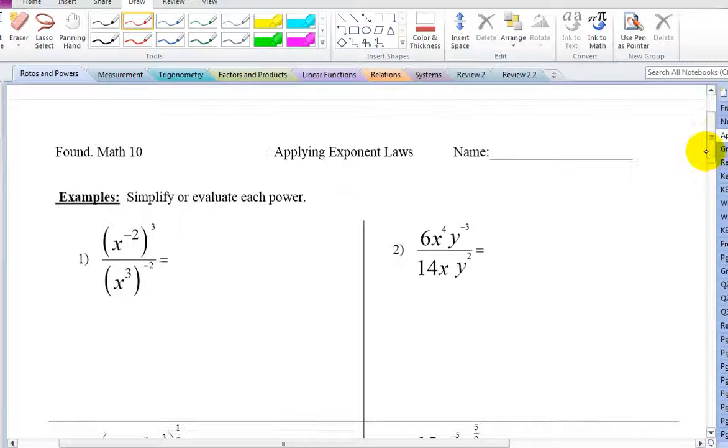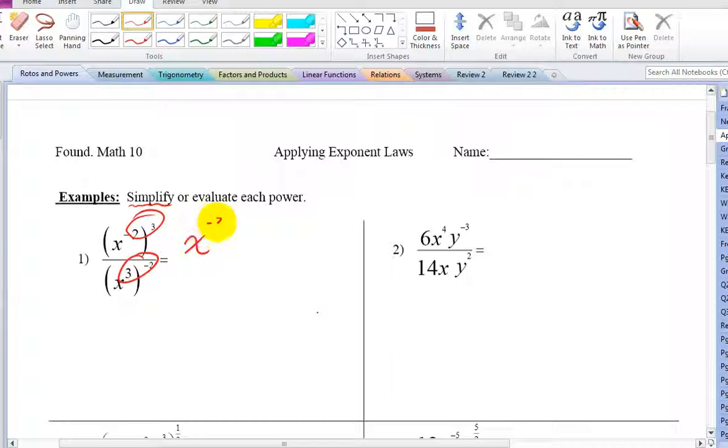Okay, so simplify or evaluate each power. We always want to simplify without a calculator as much as possible. Very few of these are calculator questions. What do we do when we have a power to a power? Multiply them. Okay, multiply them.